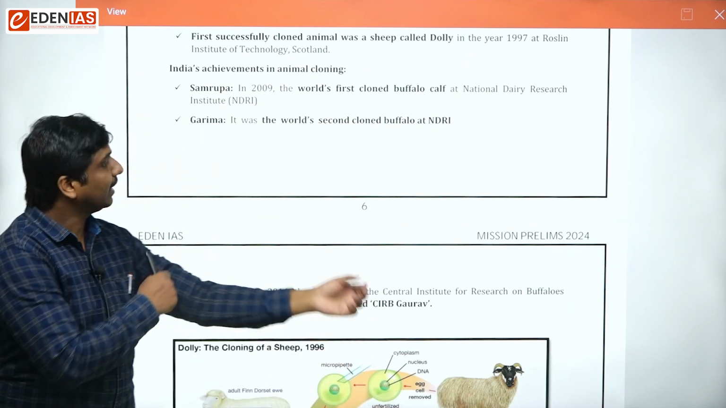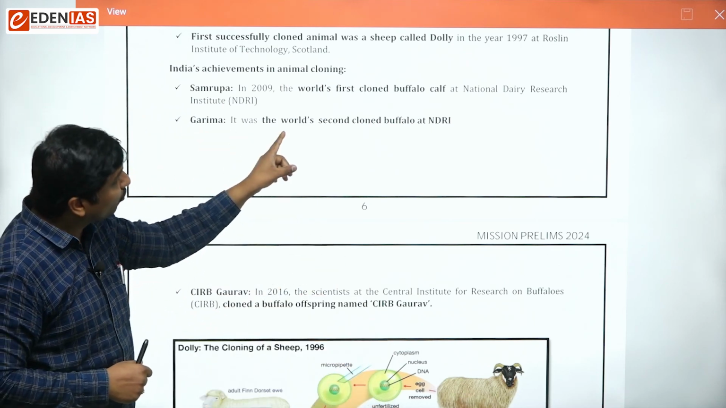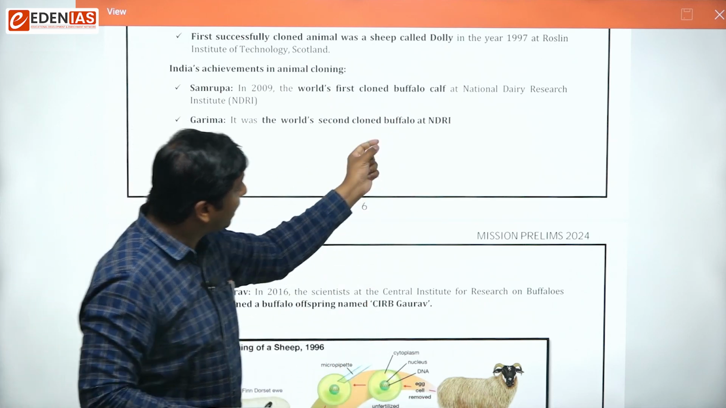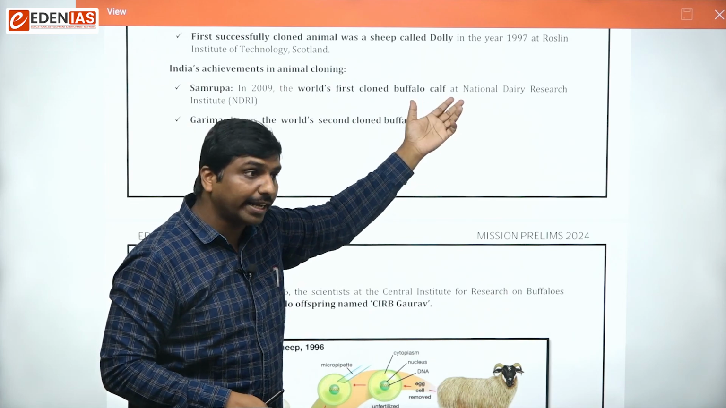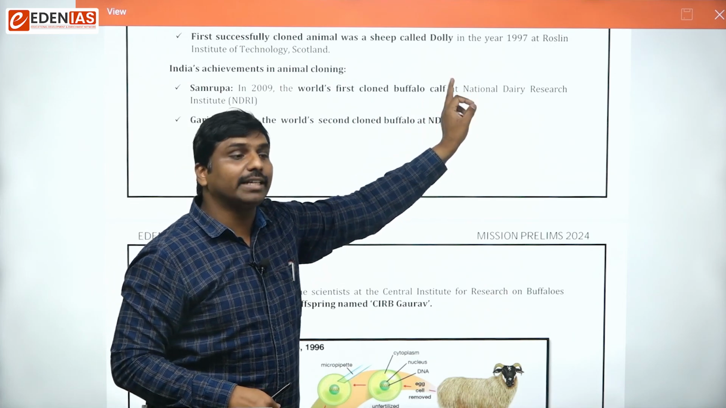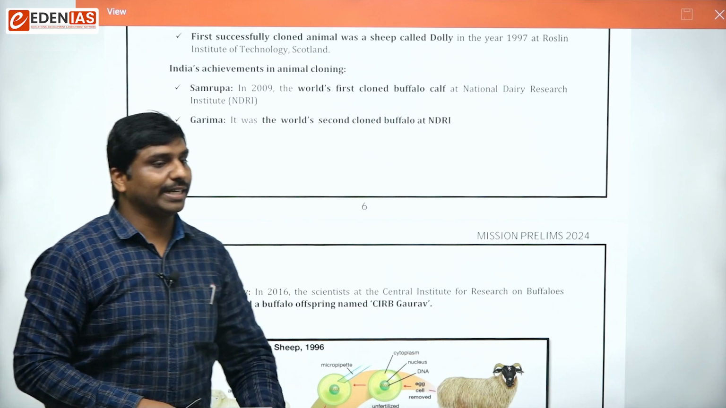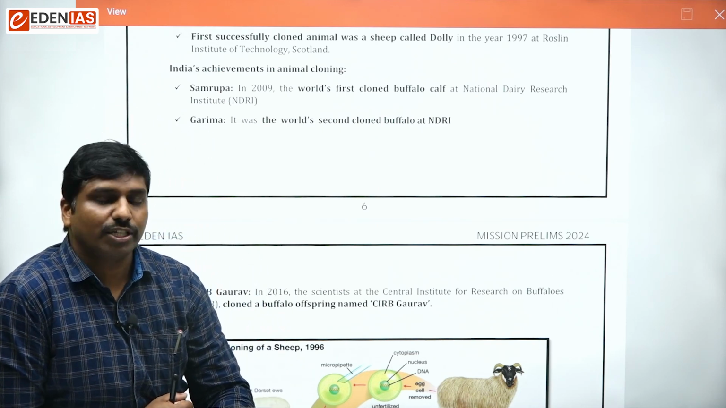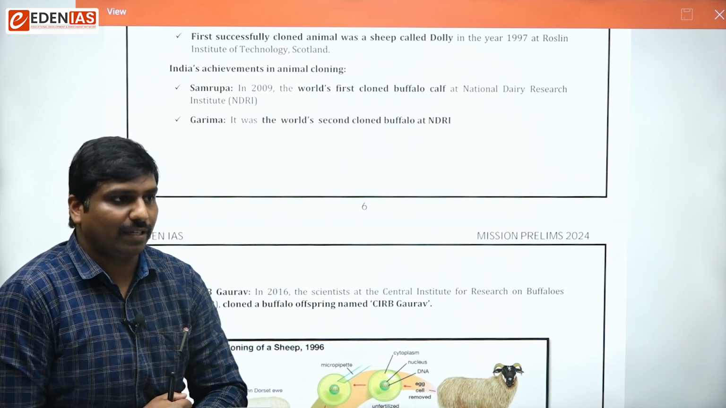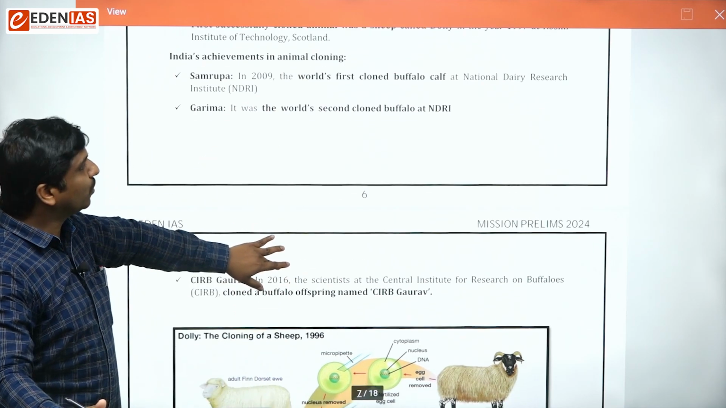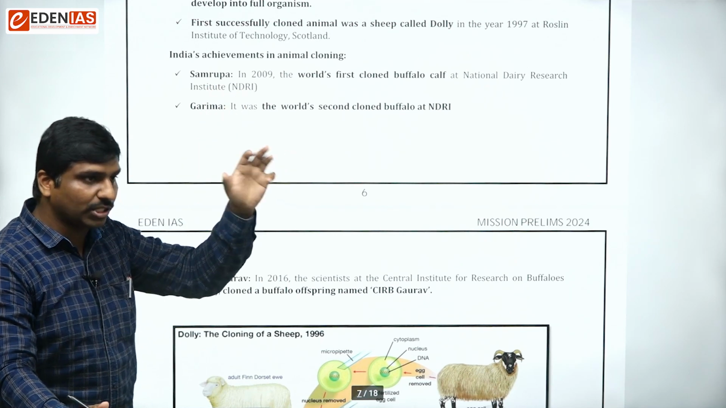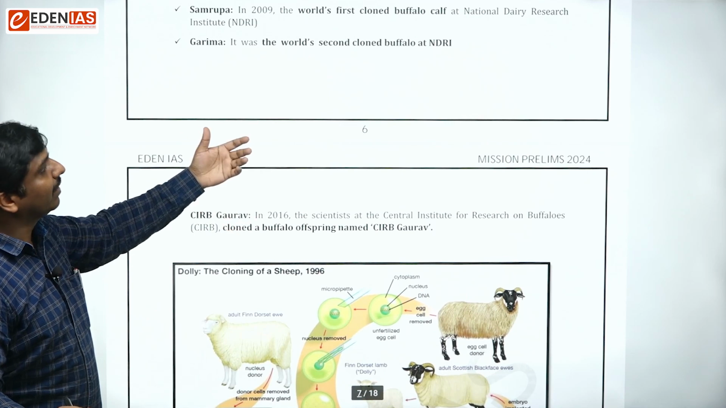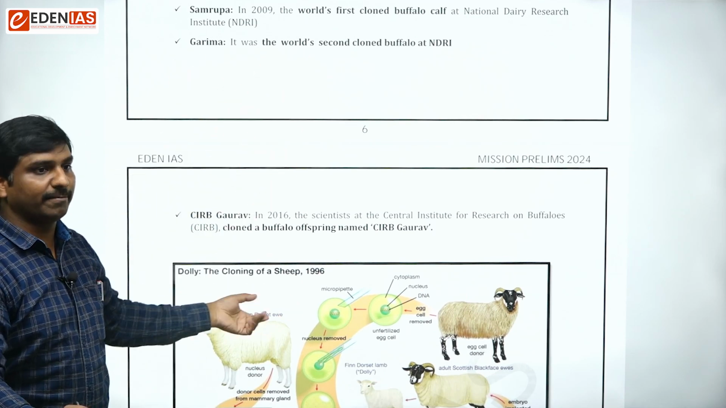Then Garima is the world's second cloned buffalo calf. It was developed at NDRI, the National Dairy Research Institute, a Delhi-based organization. So in India we have developed it, and that is a credential for it. Just refer to some information related to NDRI, so that connecting statements can be given sometimes.